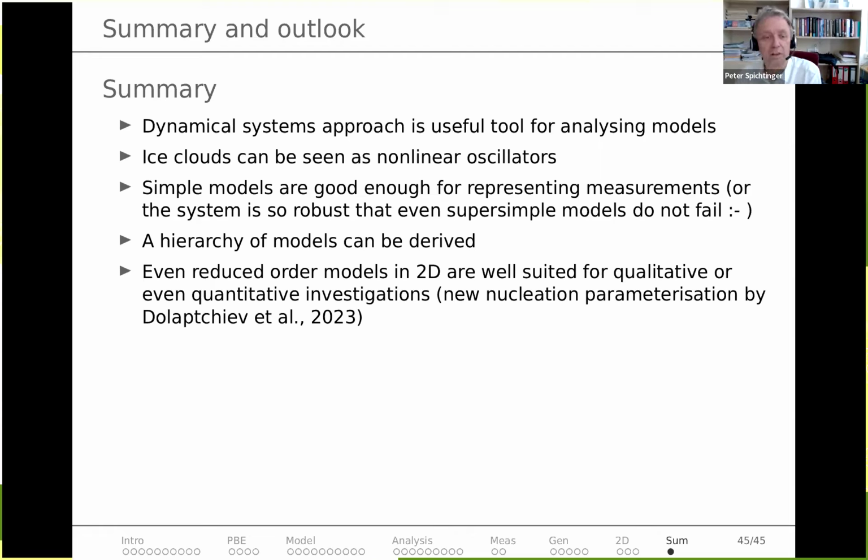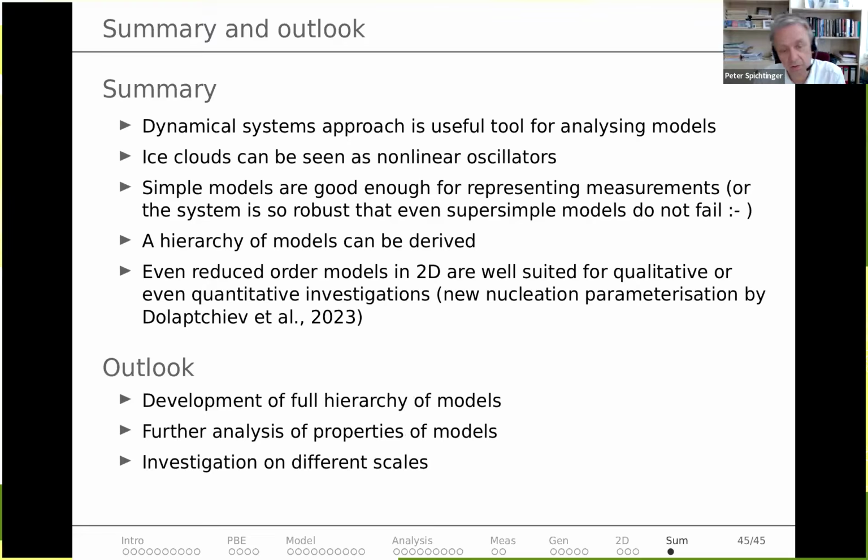Well, that might also be the case, but I would tend to believe that maybe the thermodynamics is correcting many things, and then this degree of freedom you have in the simple models is maybe enough to represent all this variability. We can try to derive a hierarchy of models, and even these reduced order models in 2D are well suited for qualitative or even quantitative investigations. So looking at this new nucleation parameterization, this was really a very, very exciting thing we found during the last years.